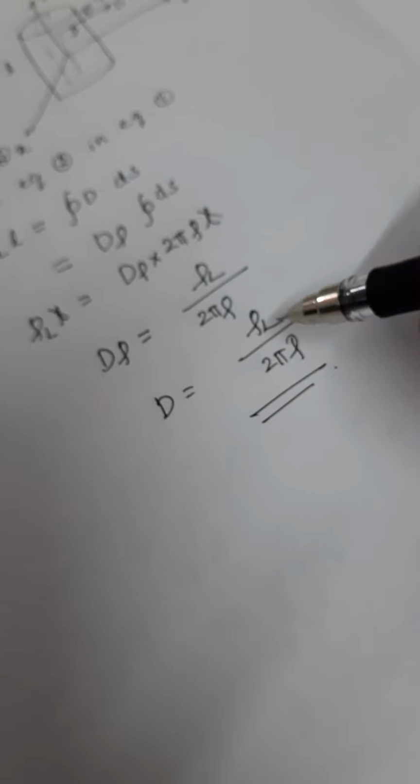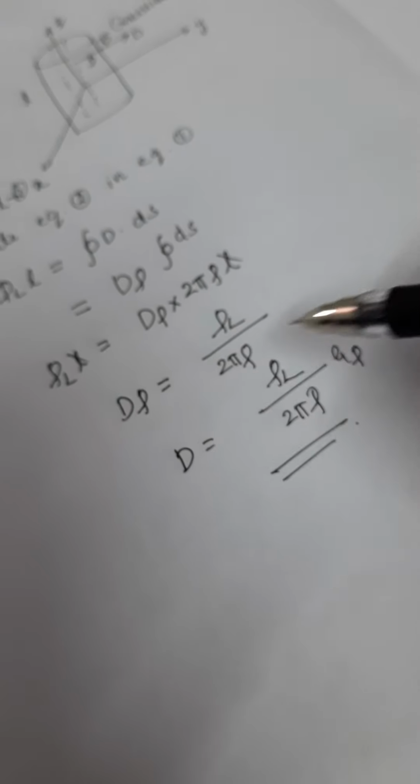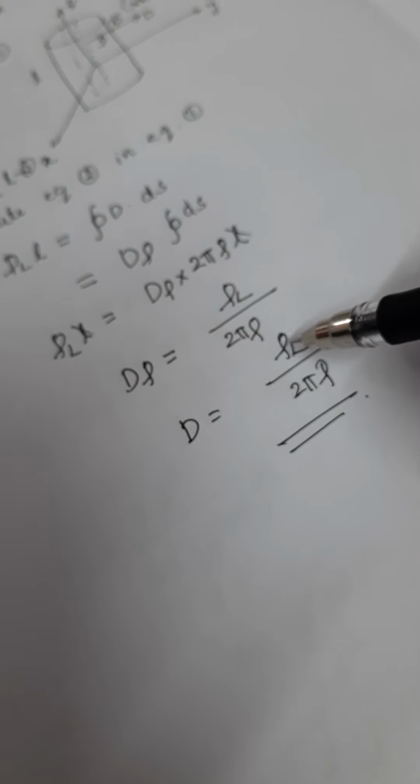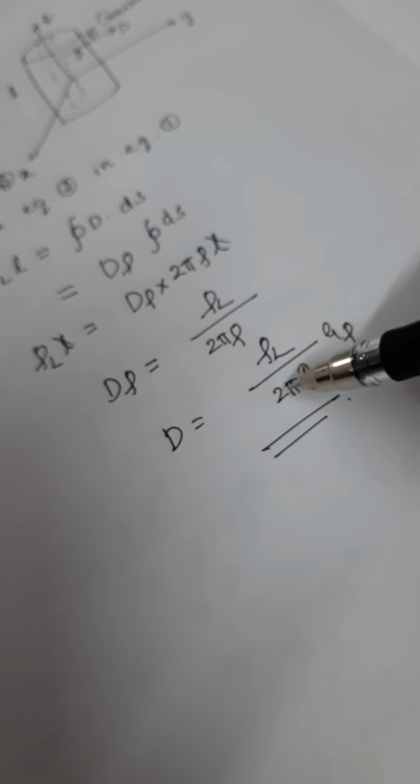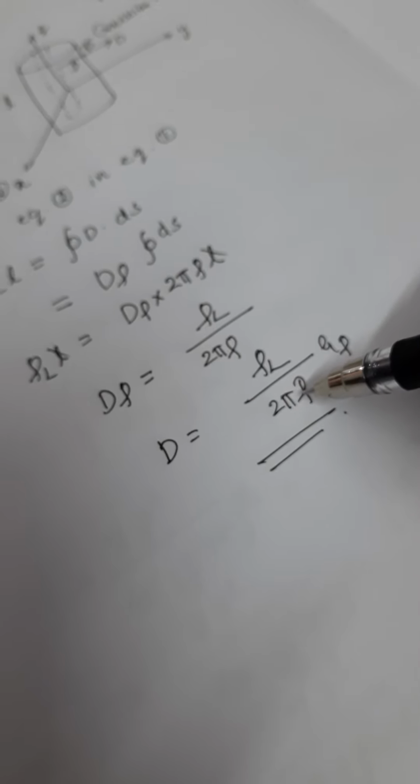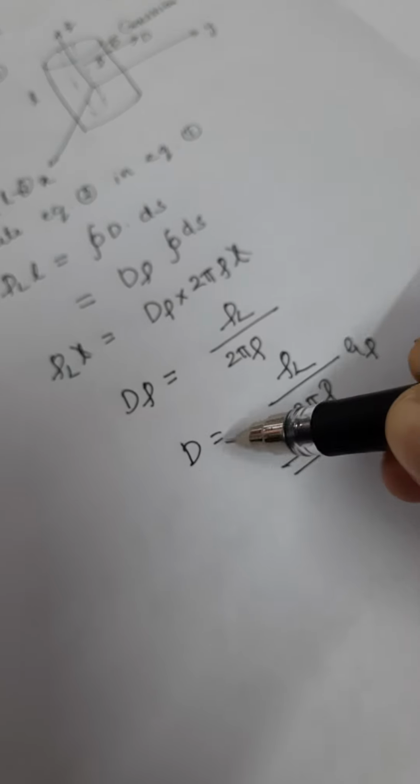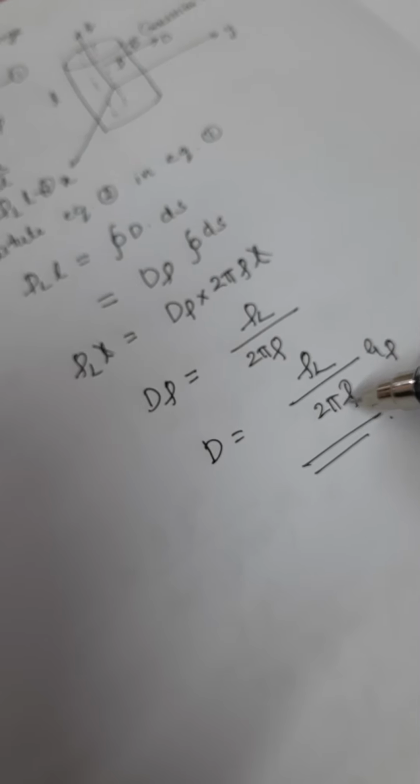So this is the flux density due to linear charge. Rho L is the charge density, divided by 2 pi rho, where rho is the distance from the charge density. D will be equal to rho L by 2 pi rho a rho.